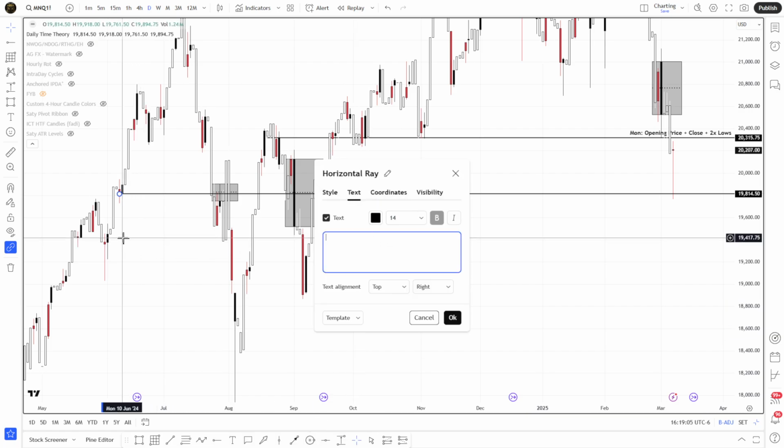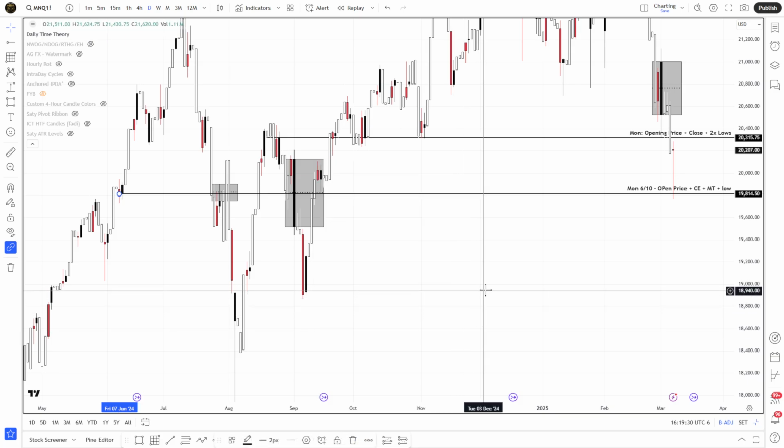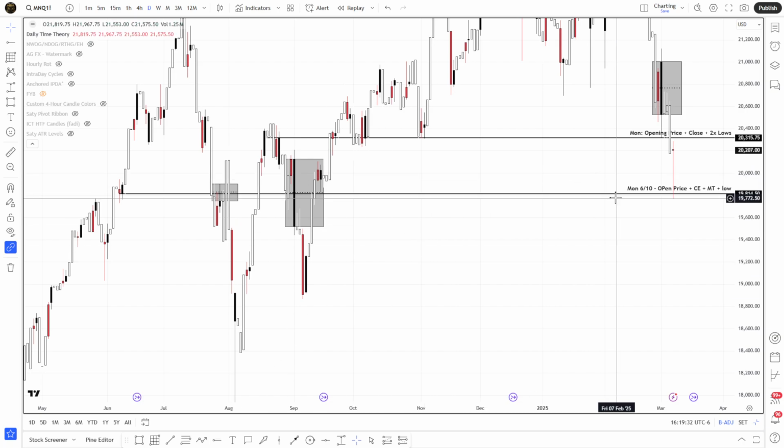And we'll just go, this is June 10th. Open price plus CE plus mean threshold plus low. And I use the horizontals because that way on any time frame it just stays, gives you the tag on the right side of your screen. Okay, so this is a huge range right here.